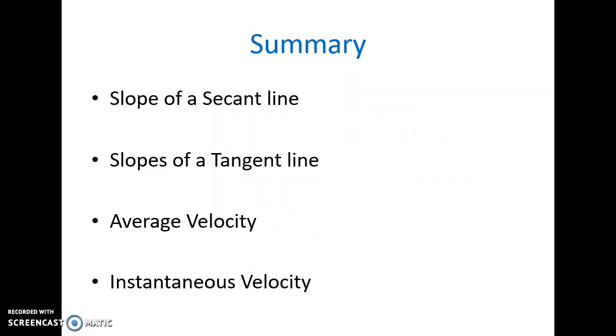In short, we understood how to find the slope of a secant line, how to find the slope of a tangent line, and also the equation of the tangent line, average velocity, and instantaneous velocity. Please note down these formulas separately. Look at it: secant line and average velocity are the same. The tangent line and instantaneous velocity are the same. The only thing is I will be using different notation or letters to represent them.